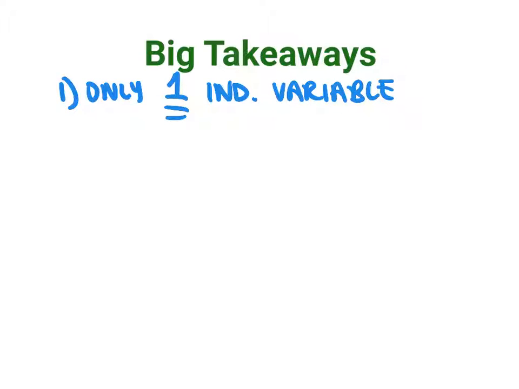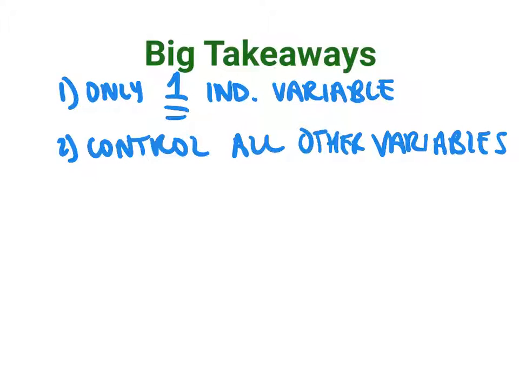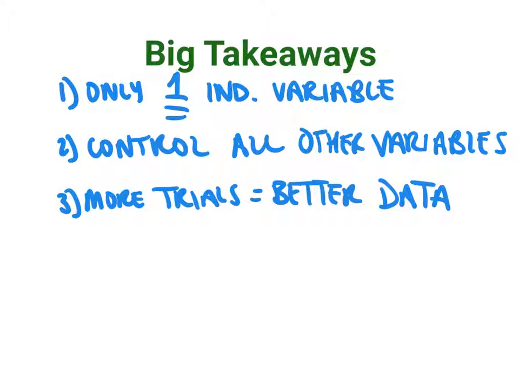So what are the big takeaways from experimental design? The biggest is that you can only have one independent variable to have valid results. The second is that in order to only have one independent variable, you have to control all of your other variables, and this sometimes is very challenging to do in a lab setting. Finally, the more trials you have, the better the data you'll collect. So that's it for experimental design. You'll have multiple opportunities throughout this course to actually design experimental protocols and talk about strengths and weaknesses of experimental design, but it's really important that you remember the basics so that you don't make mistakes in procedure.